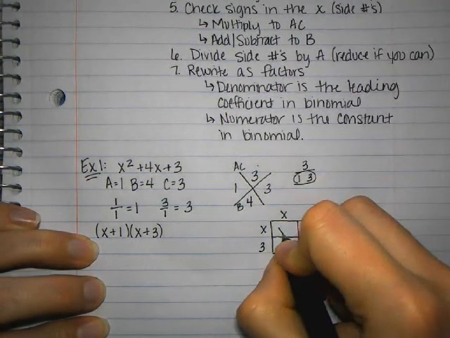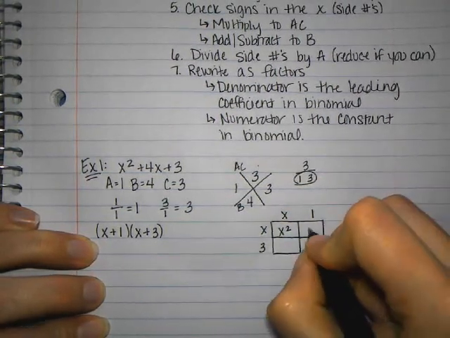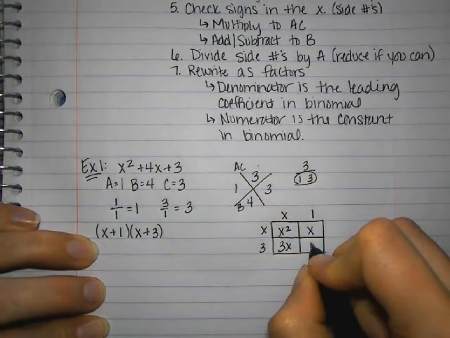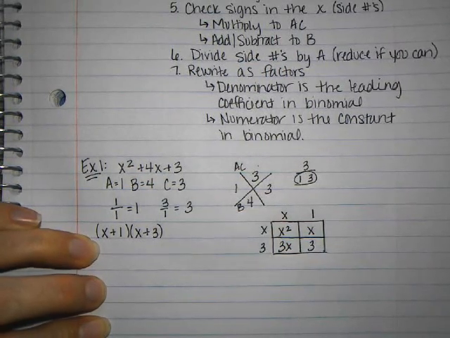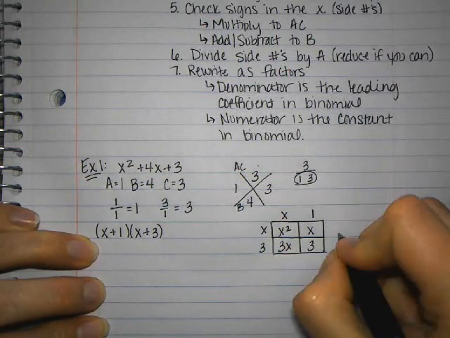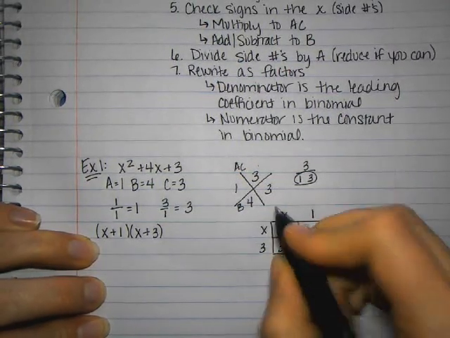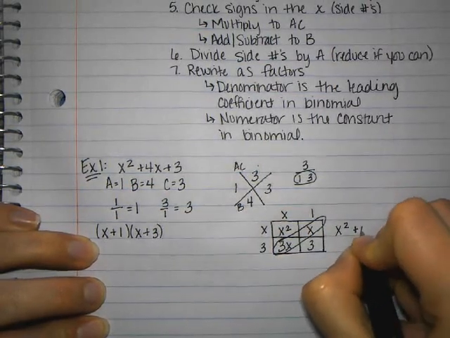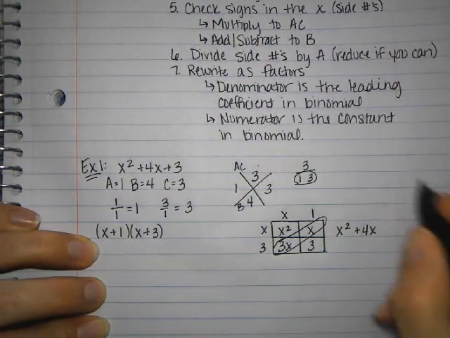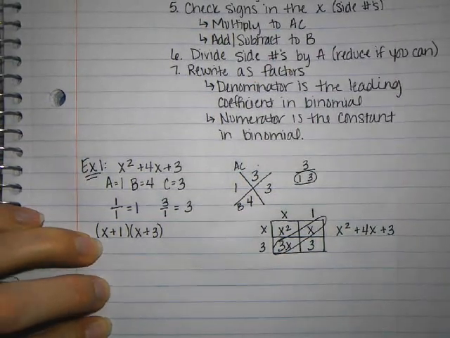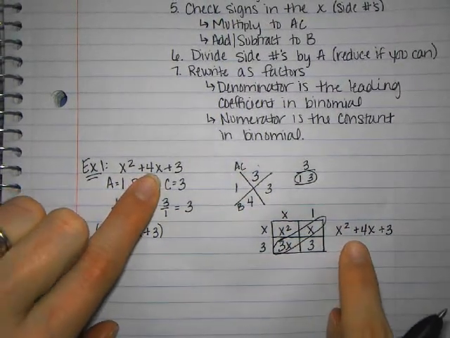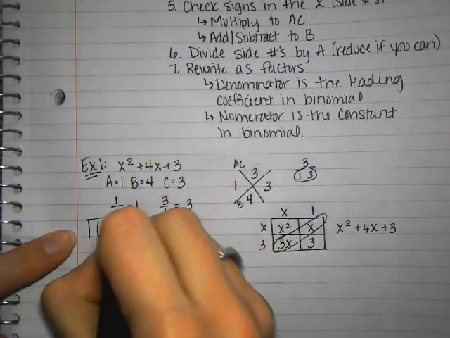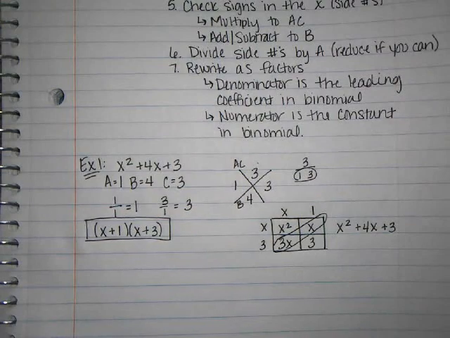So we know that x times x is x squared. X times 1 is 1x, or just x. 3 times x is 3x. And 3 times 1 is 3. Our first term doesn't change, so it stays x squared. Combine at the diagonal. 3x plus x, because those are like terms, would be positive 4x, and our constant plus 3. So if I look, they multiply to become what we started with. So I know that this is my answer for factoring that trinomial.